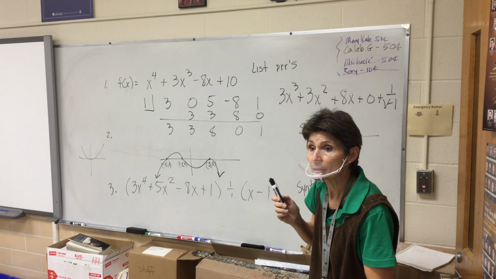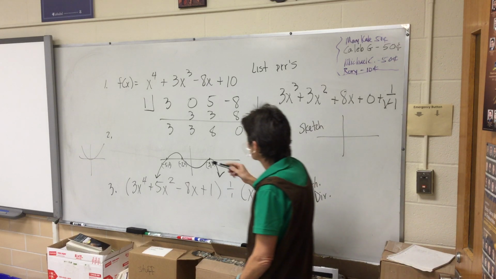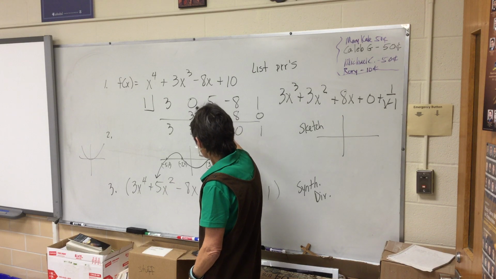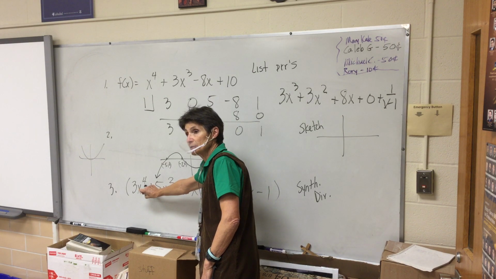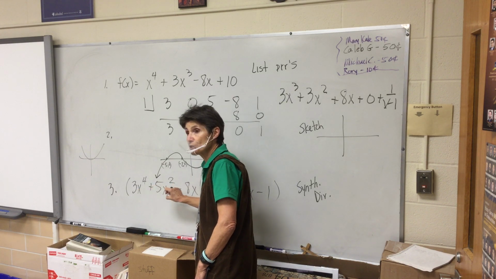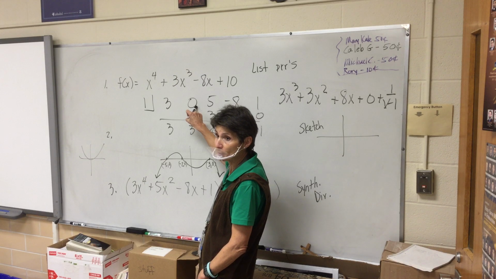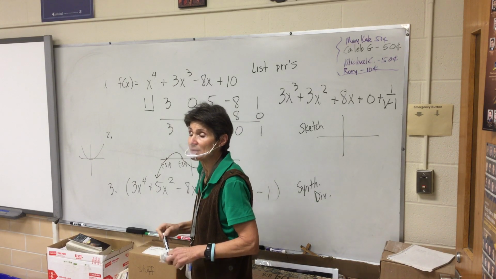How do you know if you bring the 3 straight down? Where is the 0 in the problem? Here, it doesn't matter. Look at the powers, Carol. It goes from 4 to 2. You have to have every power represented. So the 3 is missing, so it has a 0 in there.